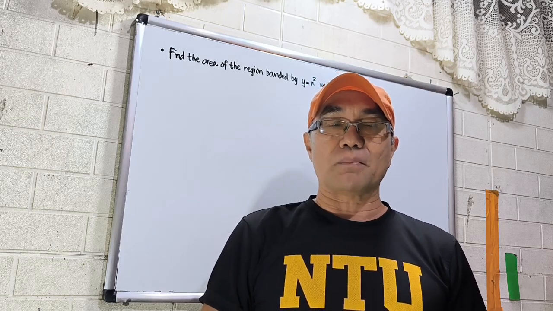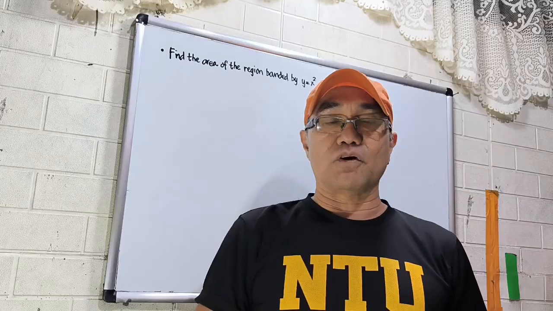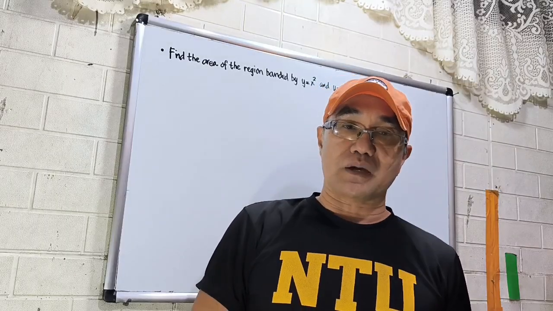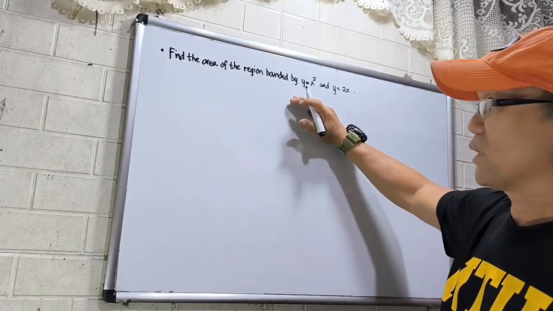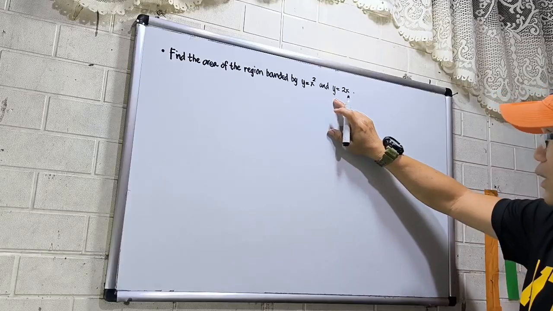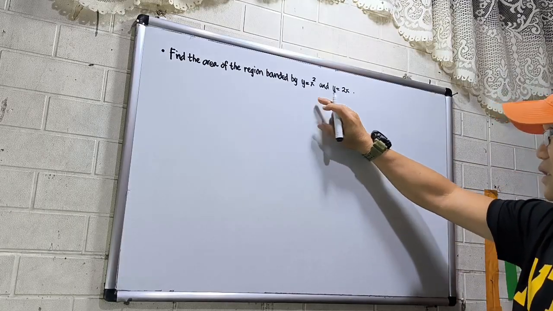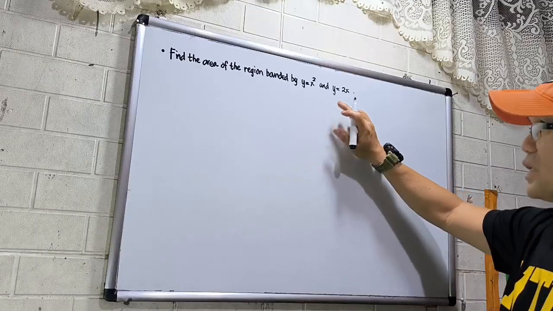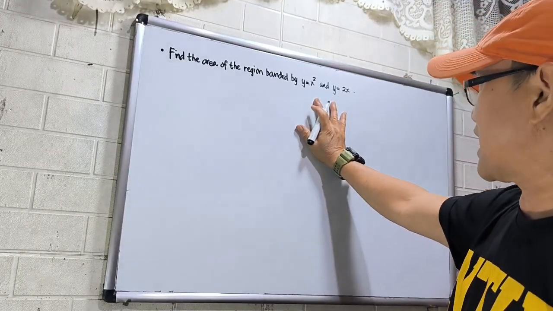My topic is all about area by integration. This area involves two curves or sometimes a line. So on the board, I have the problem: find the area of the region bounded by the curve y equals x squared and the line y equals 2x. Since we know that this is a quadratic, and this is a line, the first thing to do is find the points of intersection.